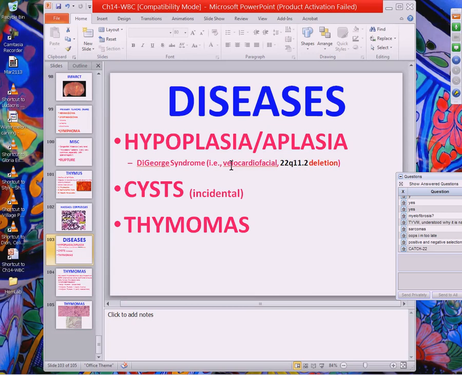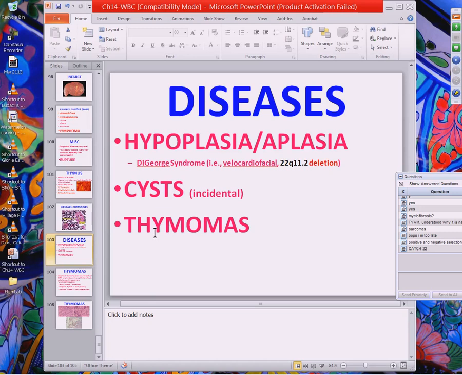I think that little cysts that you can see in the thymus are common. I would not say fatty infiltration is a common disease. It seems to be a thing that happens with all of the thymuses when they involute when patients get older. And of course, we have to say a couple of words about thymomas as well.